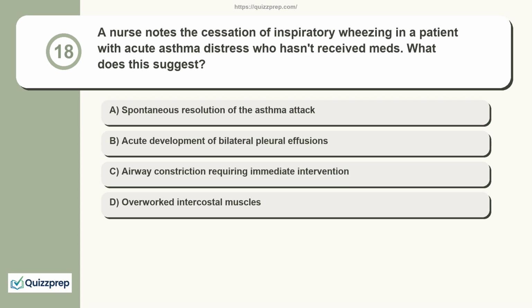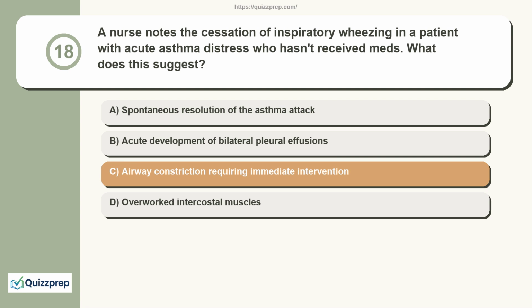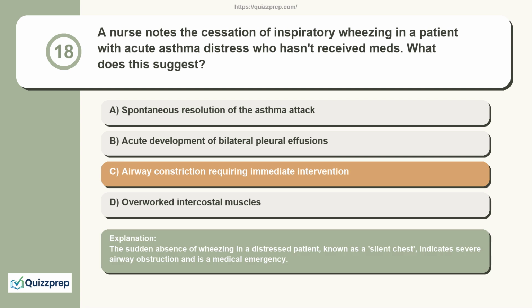Question 18. A nurse notes the cessation of inspiratory wheezing in a patient with acute asthma distress who hasn't received meds. What does this suggest? Spontaneous resolution of the asthma attack. Acute development of bilateral pleural effusions. Airway constriction requiring immediate intervention. Overworked intercostal muscles. The sudden absence of wheezing in a distressed patient, known as a silent chest, indicates severe airway obstruction and is a medical emergency.